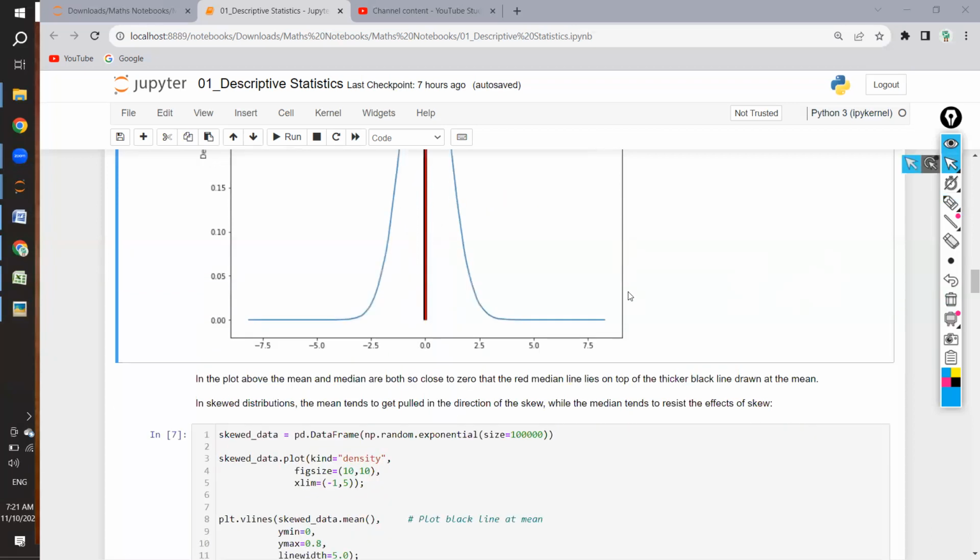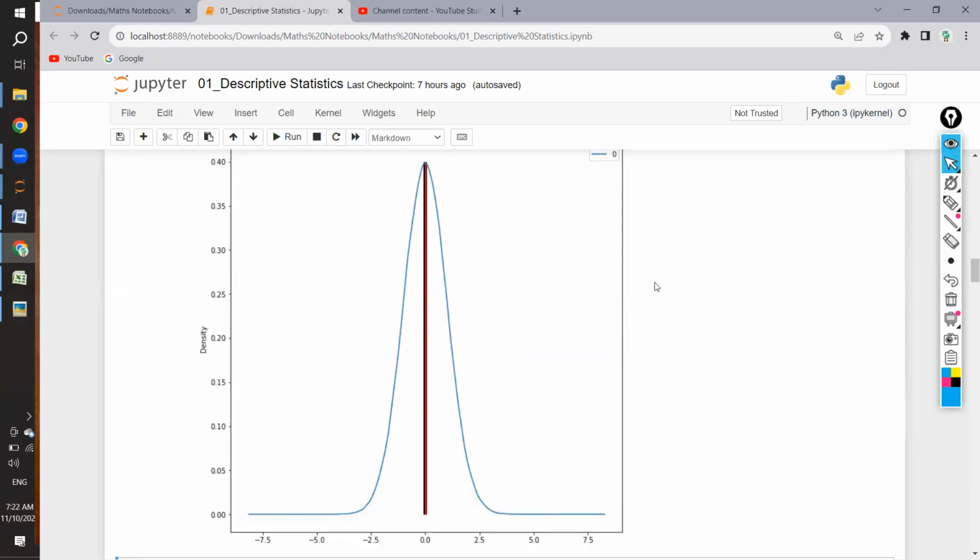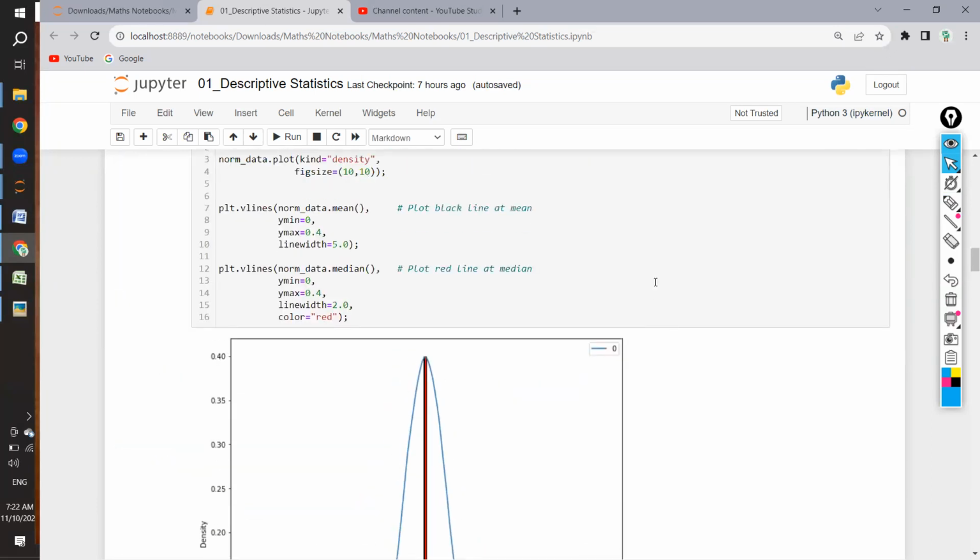But now what I will do is, in the above plot, the mean and median are both so close to 0 that the red line is on top of the thick black line. Because if you see, the line width of the black line is 5, and the line width of the red line is 2. That's why we wanted it to look like a little fat black line.